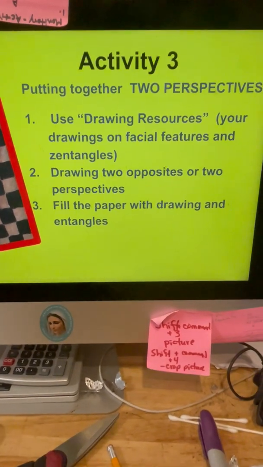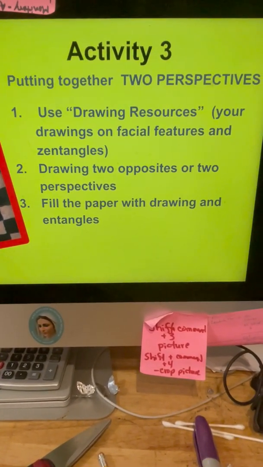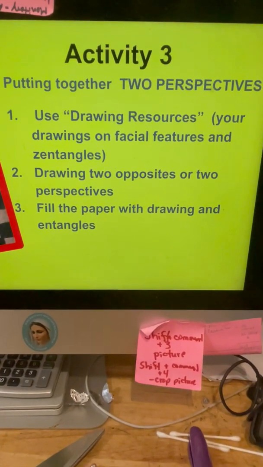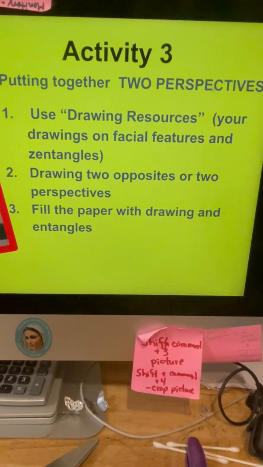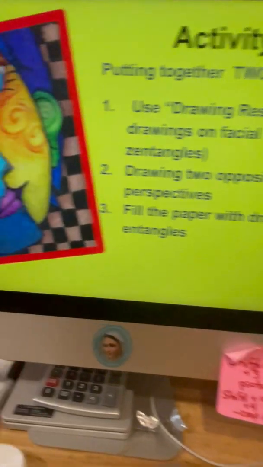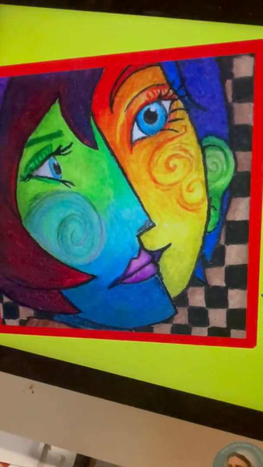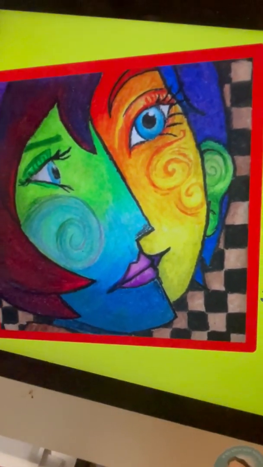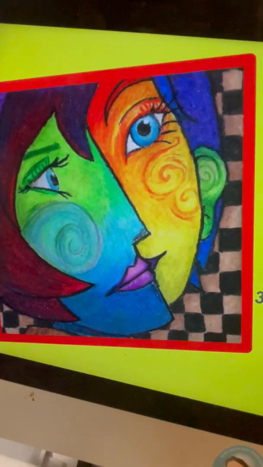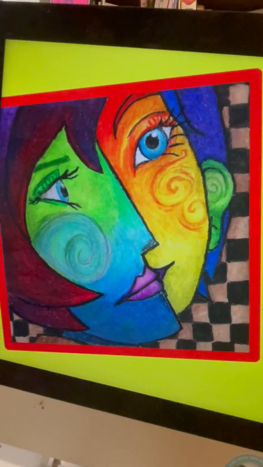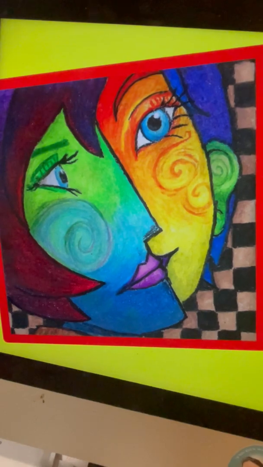We're calling it putting it to perspective, using your drawing resources. And you're going to take two opposites if you want, or two of the same as perspectives, and that's okay. But change the colors and the design. And I want you to make sure that you fill in the paper. And if there are any gaps that you don't fill in, then make sure you look at your Zentangles and add to it. Can you do this in all pencil? Yes, but you're going to have to probably use the whole value scale.